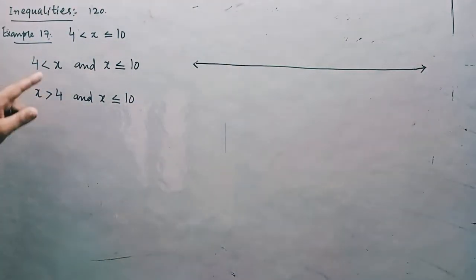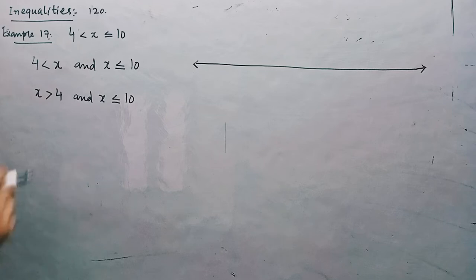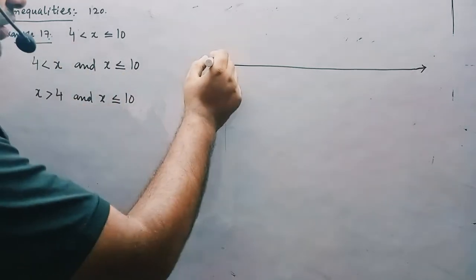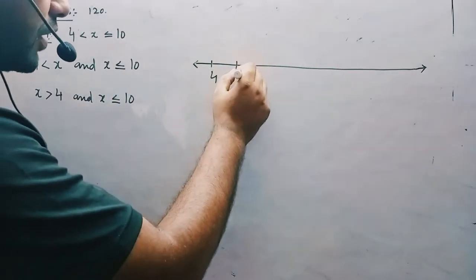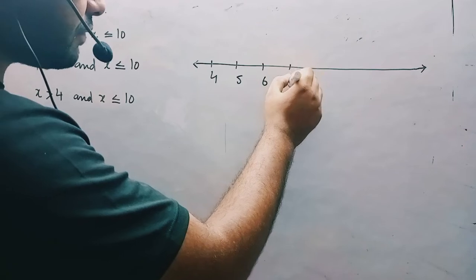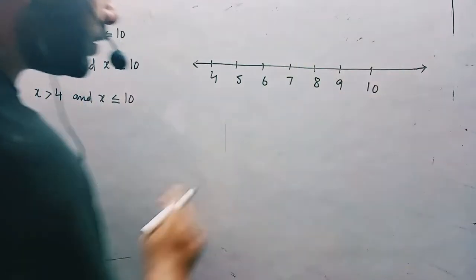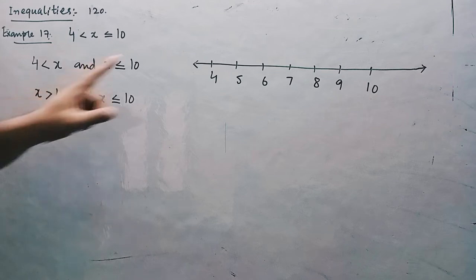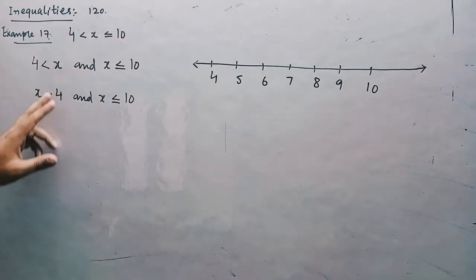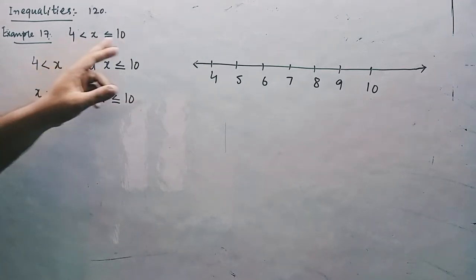Okay, then you can see what is my lowest number. सबसे छोटा number, that is 4. I will start from here. 4, 5, 6, 7, 8, 9 and 10. मुझे ये शो करना है ये इनइक्वालिटी नंबर लाइन पे. सबसे छोटा वैल्यू x का वैल्यू कहाँ से 4 से 10 तक है.